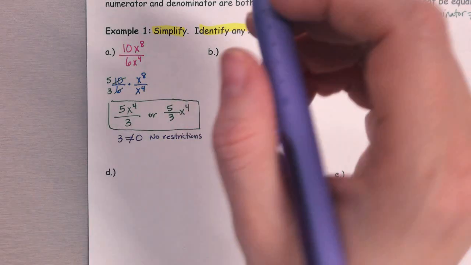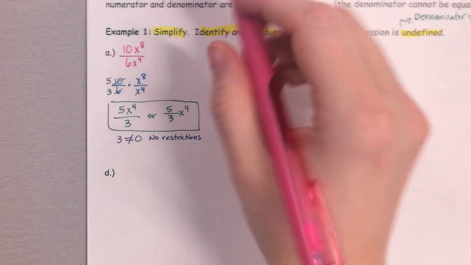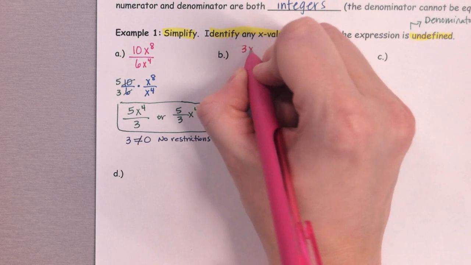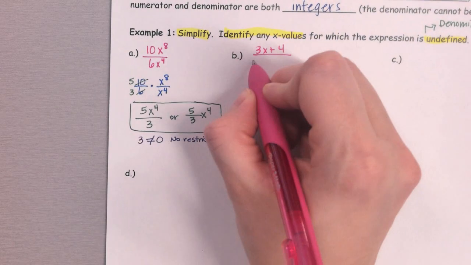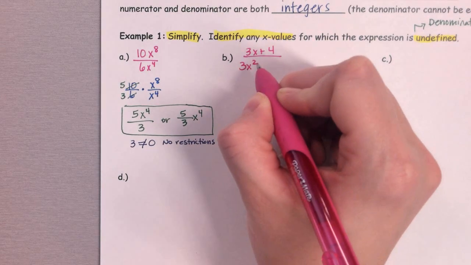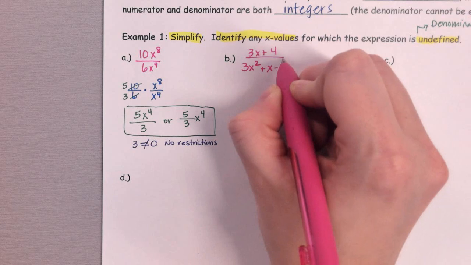Alright, now for the next one, we have 3x plus 4 over 3x squared plus x minus 4.